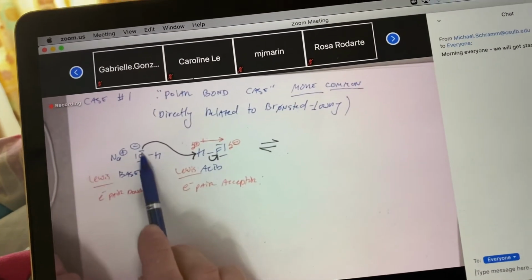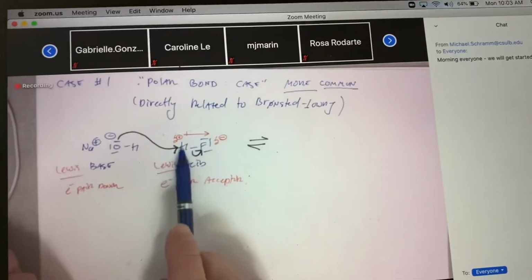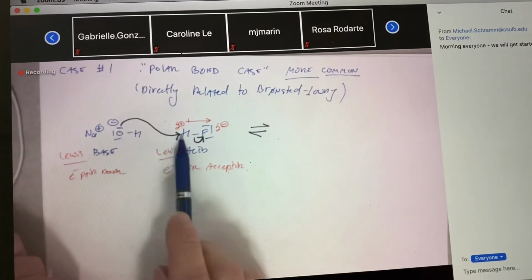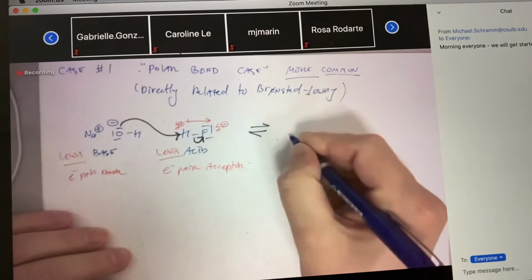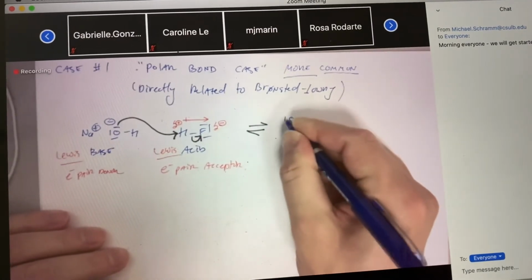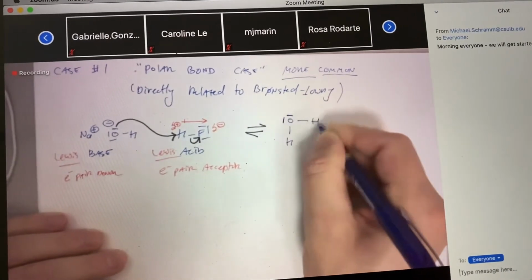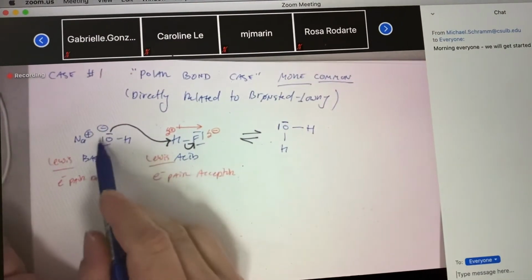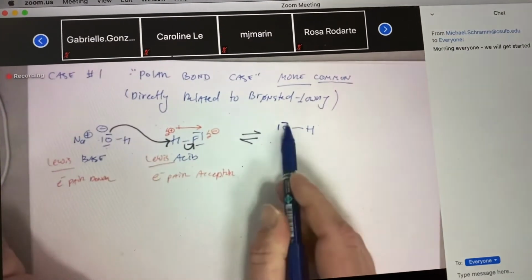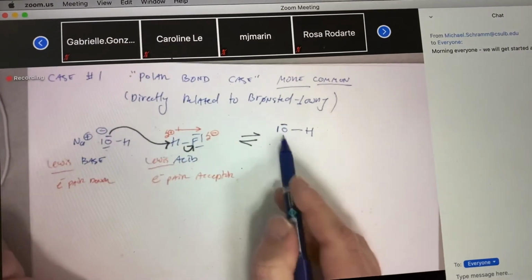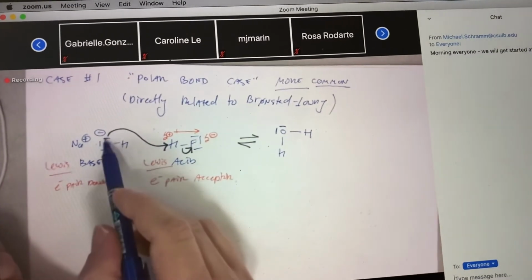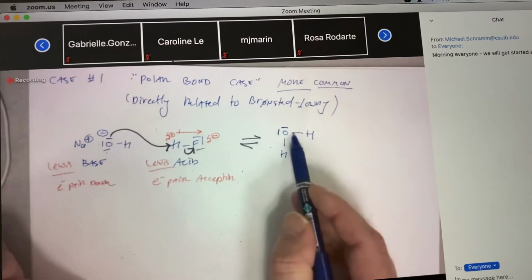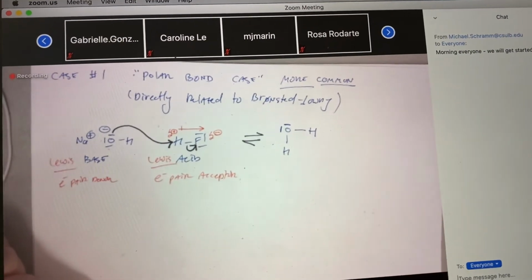This first arrow means moving two electrons to form a bond. So oxygen should have a second bond to hydrogen. Something like this. We made water. Two pairs of electrons did nothing. They're still here. One oxygen-hydrogen bond, it was already there. One pair of electrons from sodium hydroxide formed a new oxygen-hydrogen bond. Maybe it's this one.